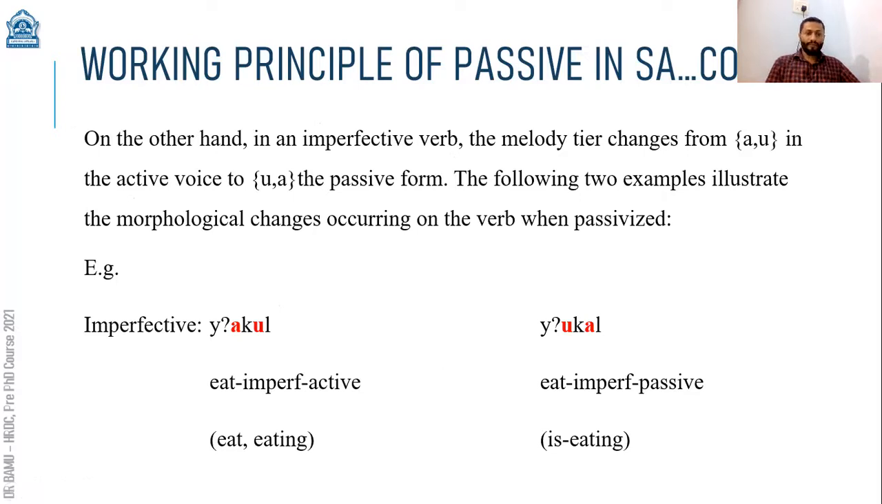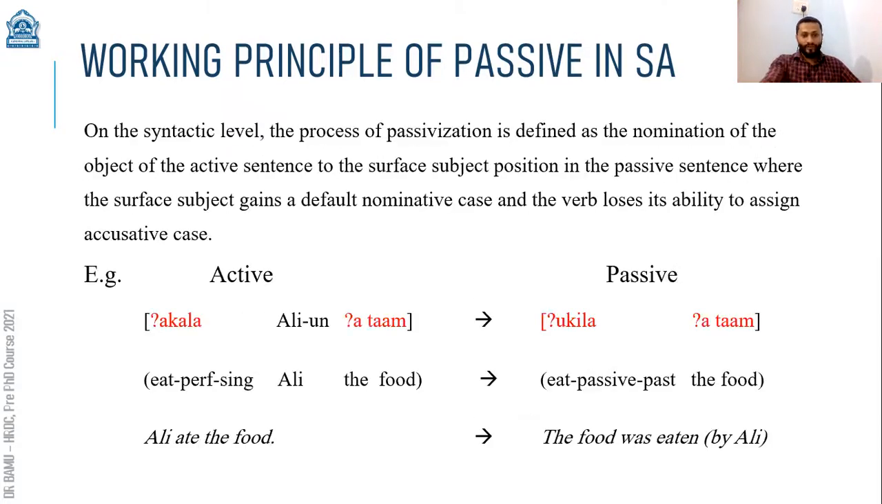And if we look at the imperfective verbs, like in the present, yakulu, eat or eating, it becomes yukalu. So what happened here also, there is a change on the morphological level. The a becomes u, and the second u becomes a. So there is a switch in the passive form here. What happened exactly is there is not only a syntactic change as we presented in the first example, but also there is a morphological change as well that occurred on the verbs itself.